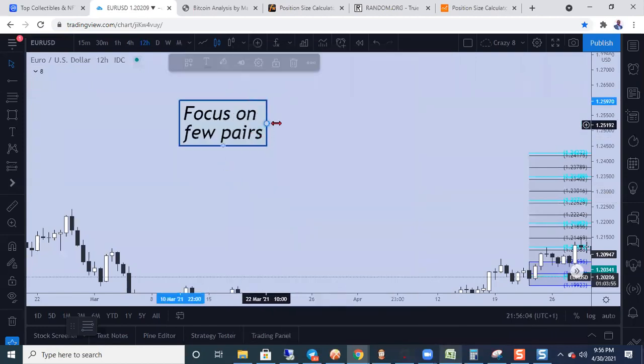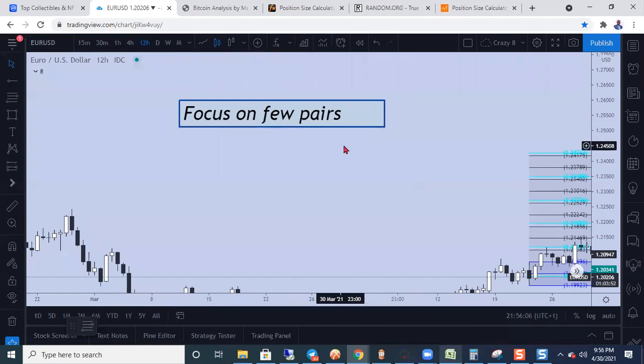That's the secret. Focus on few pairs. You don't need to trade more than 2 pairs to be serious. Why? Why would you want to trade 5, 6, 7, 8?